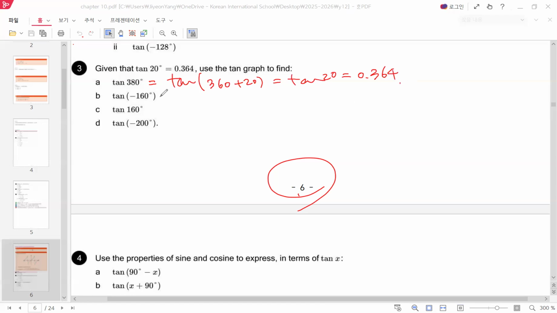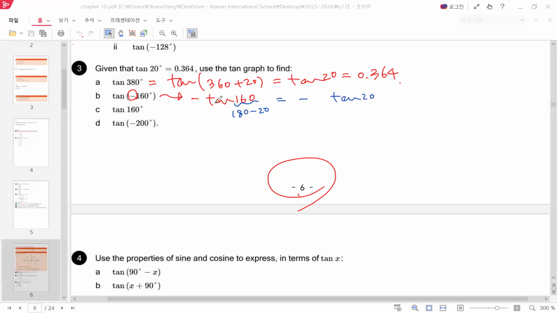How about this one, guys? This one is a bit tricky, but firstly, tangent negative. Please use this column. So you can write it down as minus tangent 160. Do you understand? And then 160 can be written as 180 minus 20. So minus tangent of 180 minus 20.